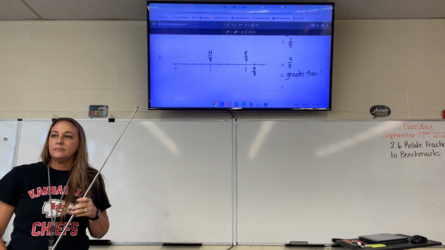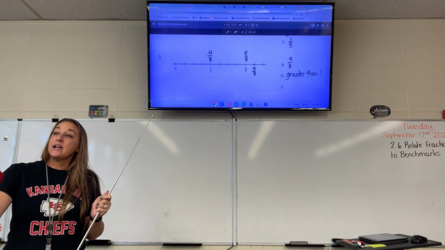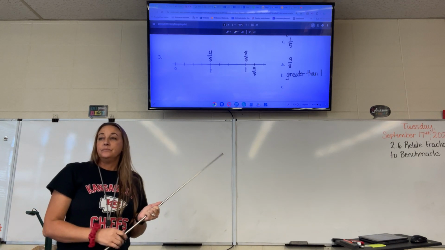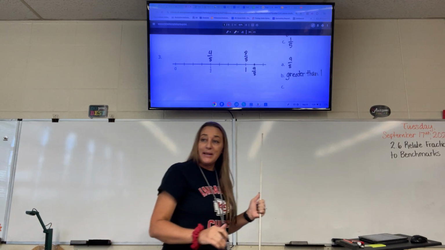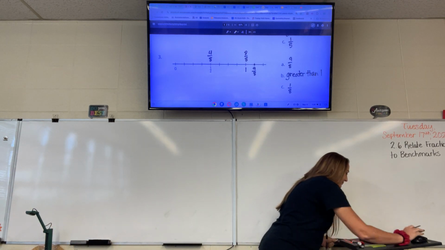Wait. How many jumps? 1. And what size are all of these jumps? What's the bottom number going to be? 8. So 1/8. Does that make sense? Okay. So 1/8.